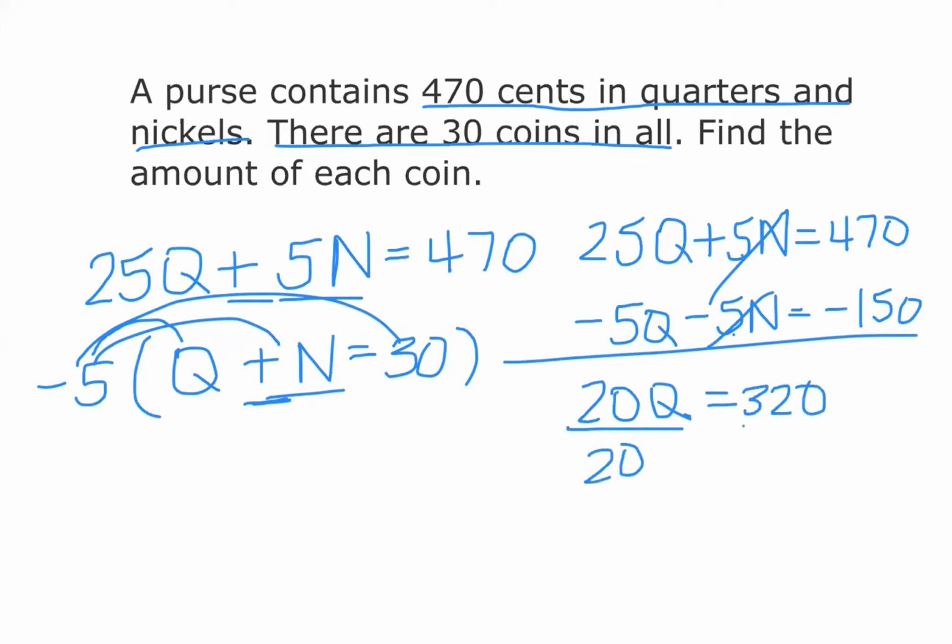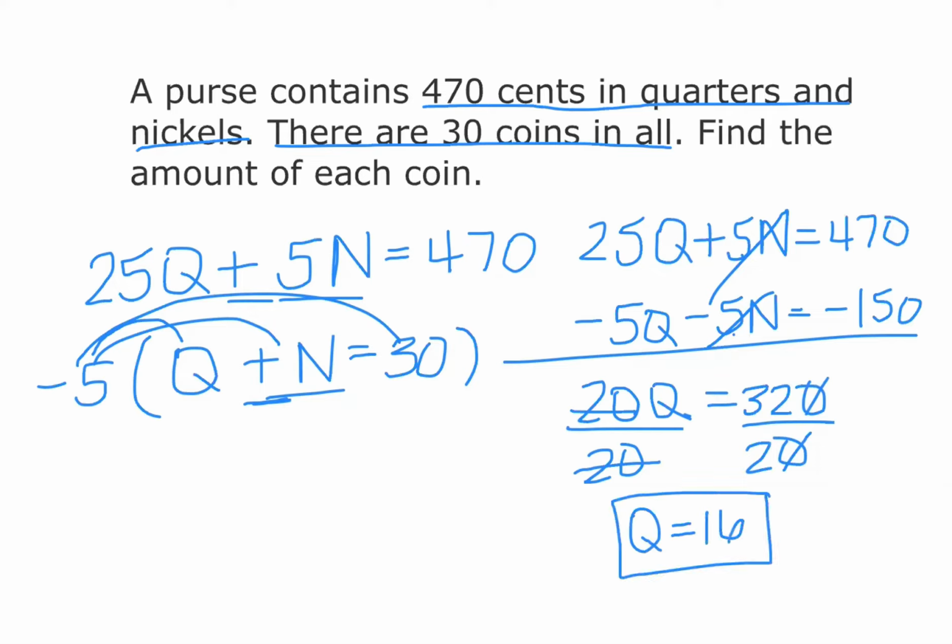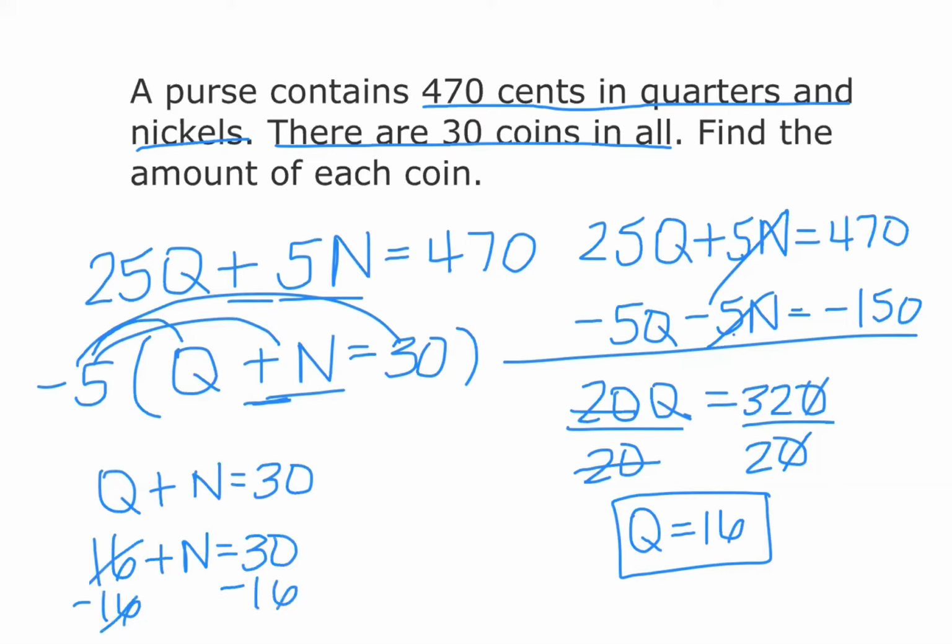I'm going to divide by 20. I can eliminate a 0 to make this easier to work with. And 32 divided by 2 is 16. So quarters equals 16. Then I'm going to solve for n. q plus n equals 30. I replace the q with 16, so 16 plus n equals 30. I minus 16 to solve, and I get n equals 14. Okay?